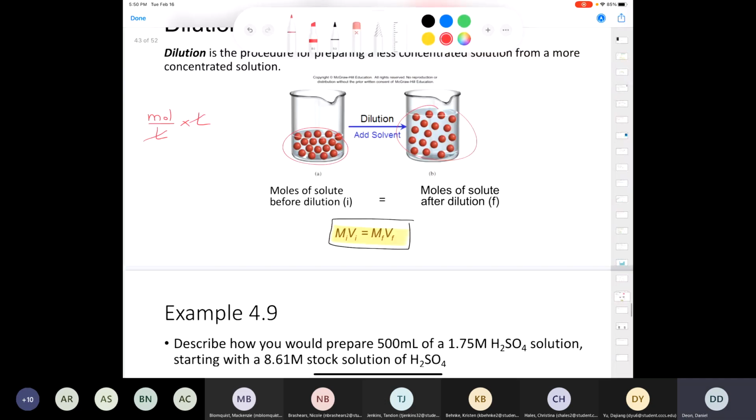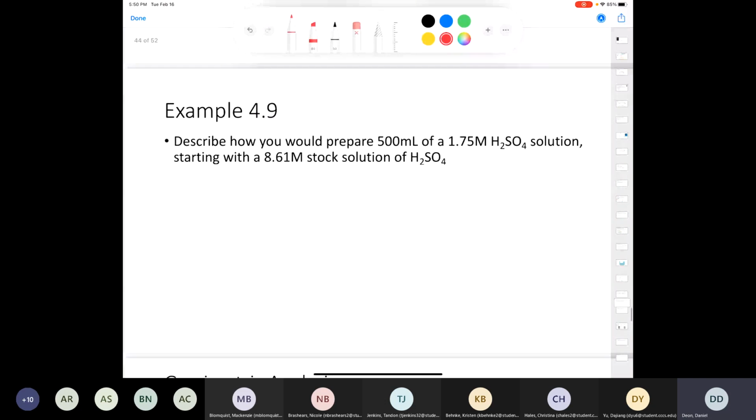And next, I think I have a problem where we use the dilution formula. It says, describe how you would prepare 500 milliliters of a 1.75 molar sulfuric acid solution, starting with 8.61 molar stock solution. So you purchase this probably from some kind of chemical supplier. You buy 8.61 molar, it's pretty concentrated, and you only want something that's a little less than a quarter as concentrated. So what the heck would you do?